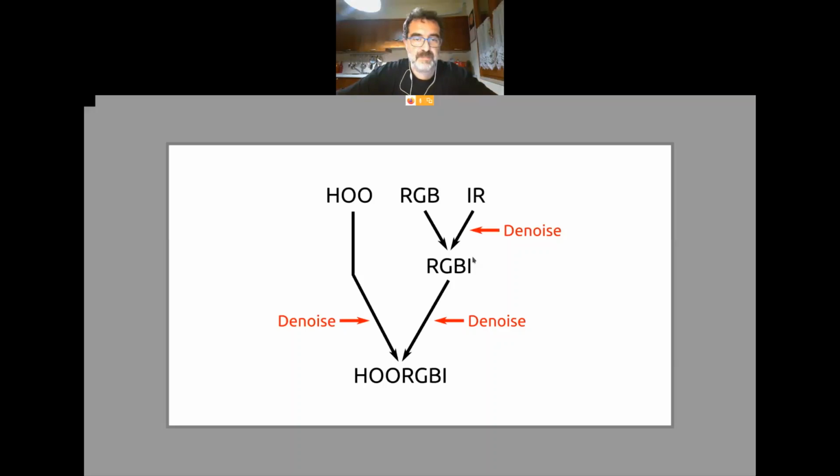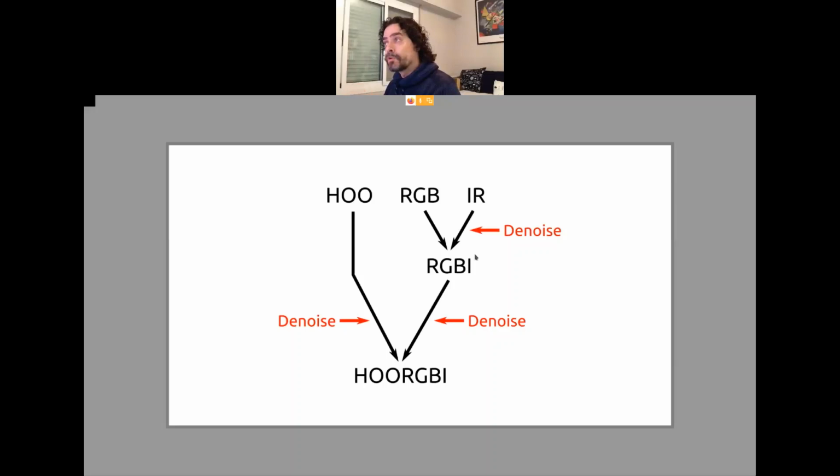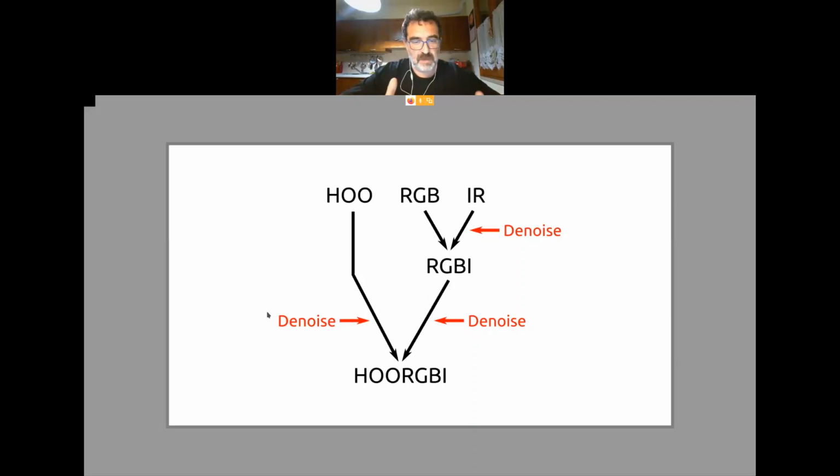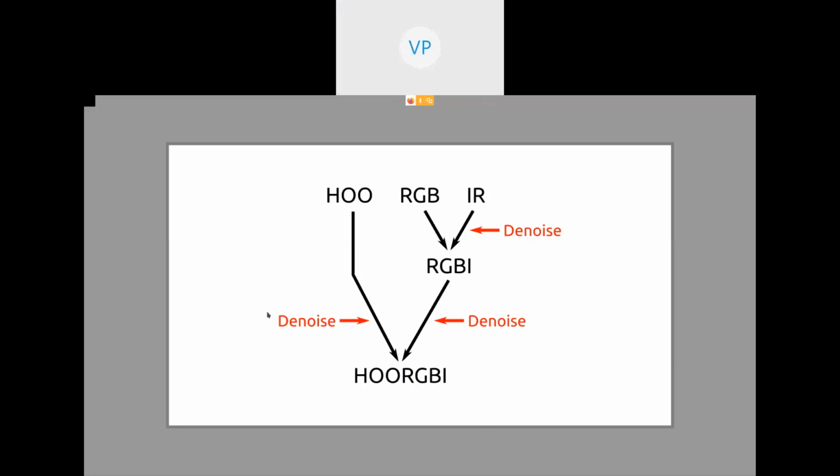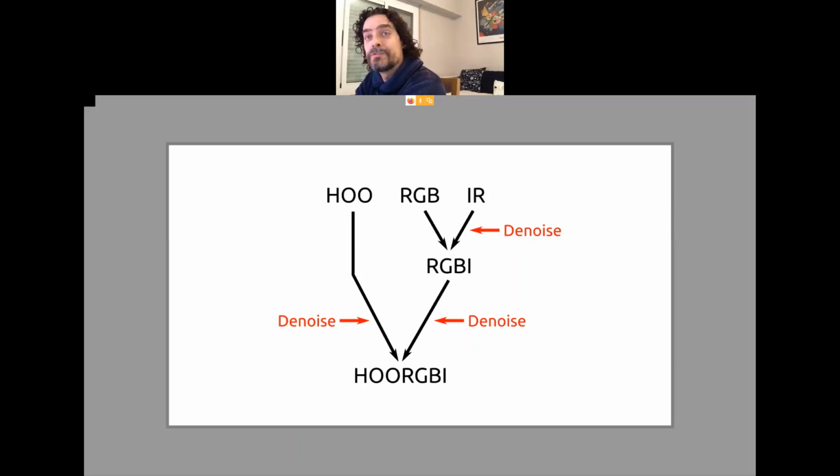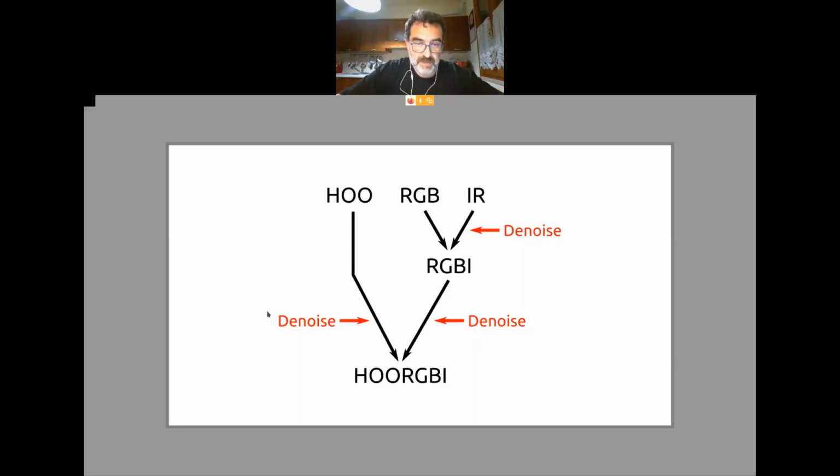And then for the final composite I apply again a denoising of both the broadband and the narrowband images. So always before merging two images, you apply denoising to equalize the noise levels of the images.